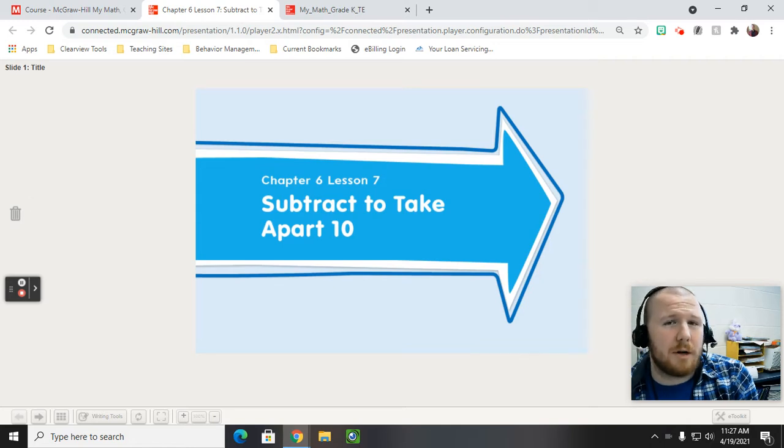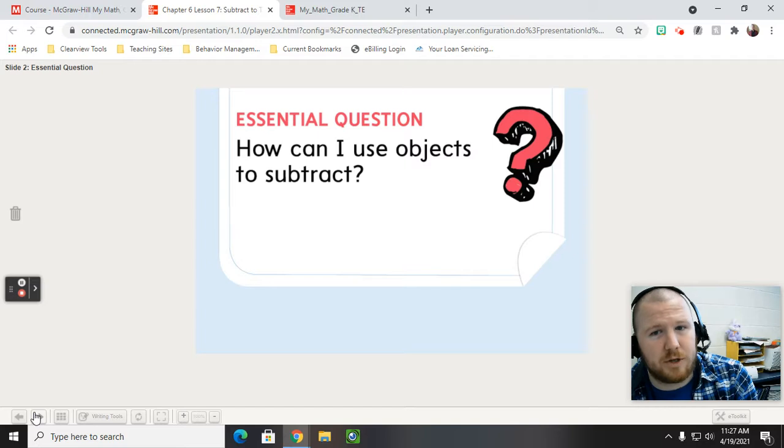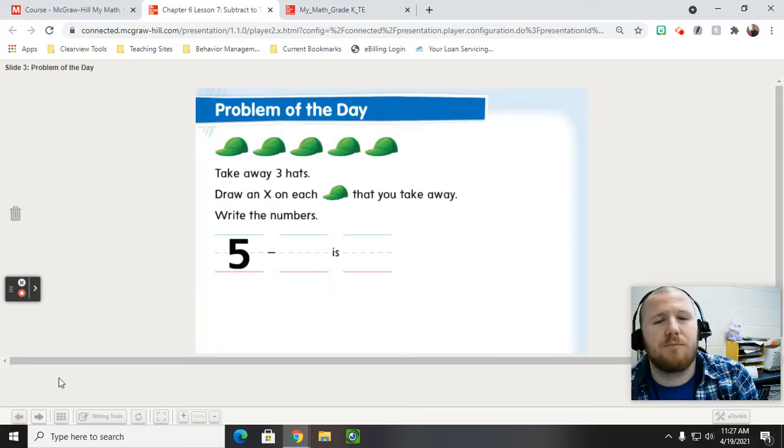Today we are doing Chapter 6, Lesson 7 of Kindergarten's My Math, and we're still talking about subtraction, but we're coming up to the end of this. We've talked a lot about subtraction at this point. We've also talked about addition before that, and composing and decomposing numbers, so you should really know what we're doing at this point. But we're putting it into practice with subtracting to take apart 10. We've taken apart 10 before, but now we're using subtraction, which means there are objects involved and symbols involved. So let's take a look.